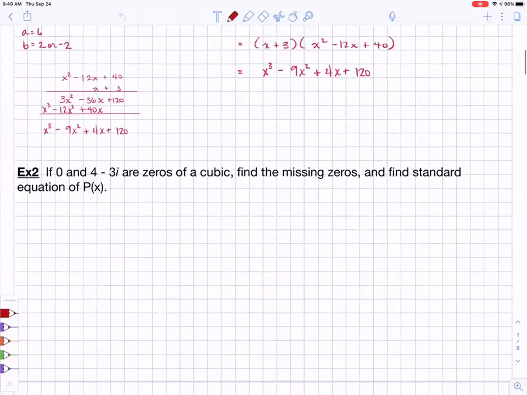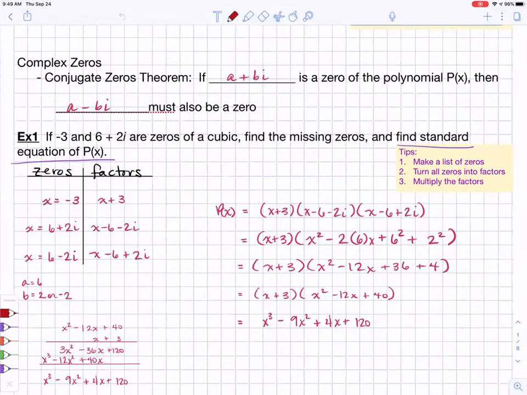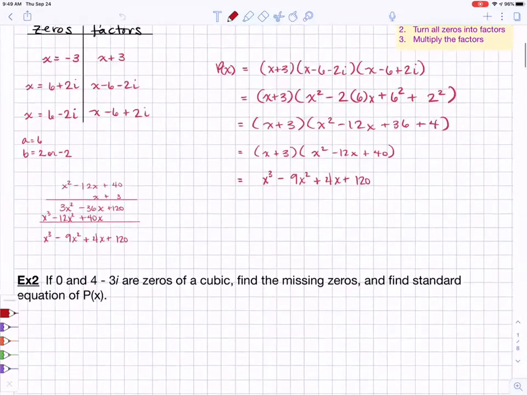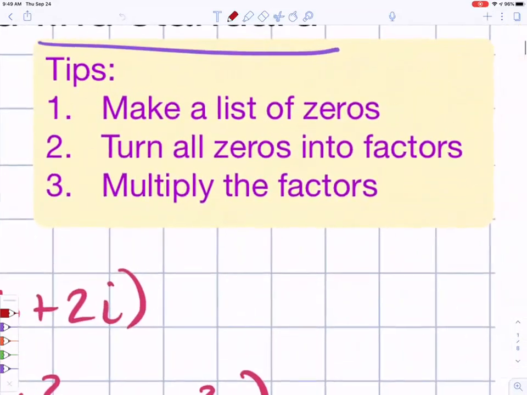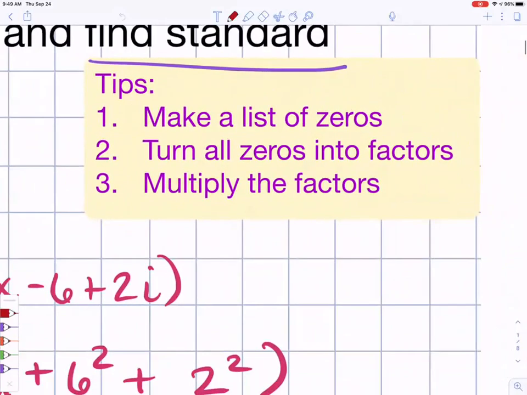Are there directions in front of example number 1? No. Oh, but there's a sticky note. What's that sticky note say? Here are some tips on the sticky. Number 1, make a list of zeros. Hey, we know how to do that. We just did that in the last section.